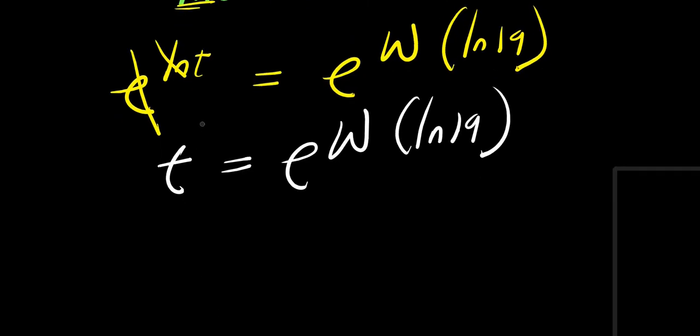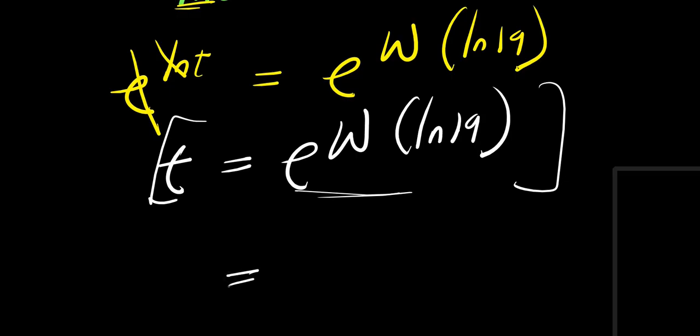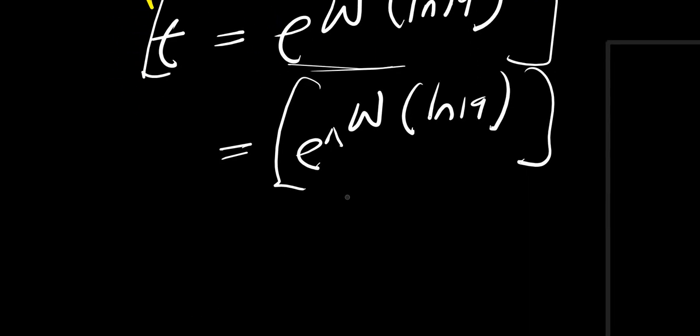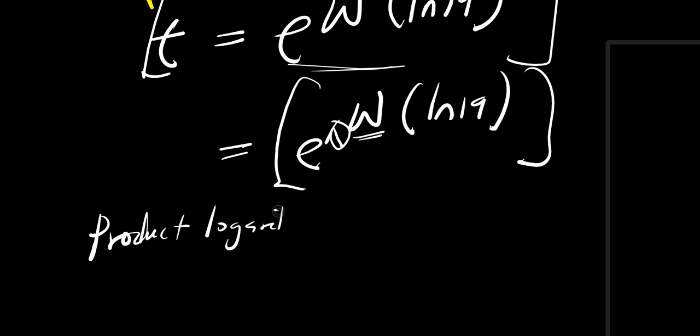So what you are going to do is to quickly type this into your calculator. This is simply e raised to the power of the Lambert W function of ln 19. But the funny thing is that many calculators do not have this Lambert W function here. Rather, what they have is what we call the product log or product logarithm. This is what many calculators have.